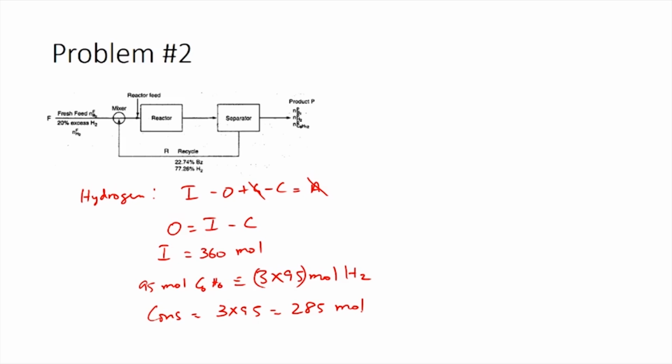So, from this we can calculate the output, which would be N hydrogen in the product as 360 minus 285, giving you a value of 75 moles.